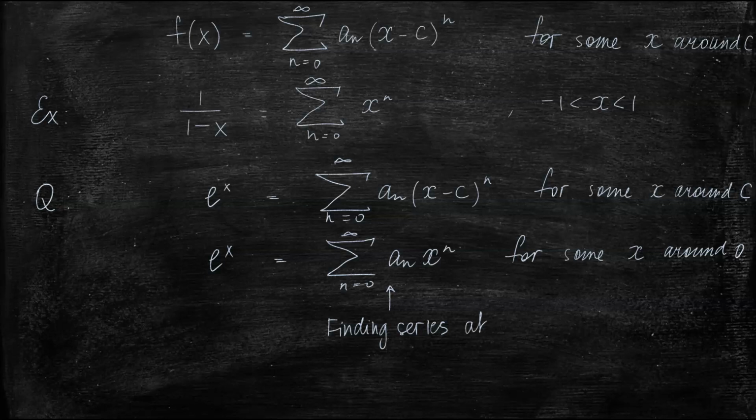Well, to find the series means to find the coefficients. If we know what those coefficients are, and basically they are the only things that determine what the series should be, then we know the series. For example, in the example above, all such coefficients are equal to 1, and this is how we know the series for this given function. So to find the series means to find the coefficients, and if we want to find a power series representation of some function, we should focus on finding the coefficients of that power series.